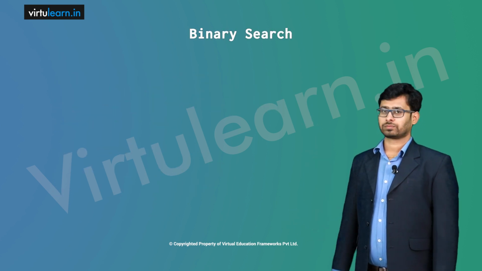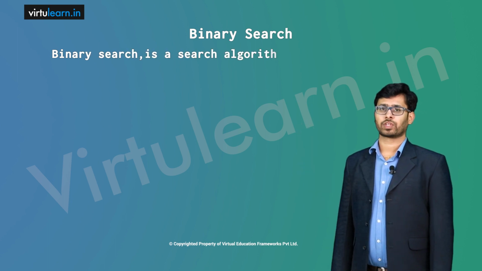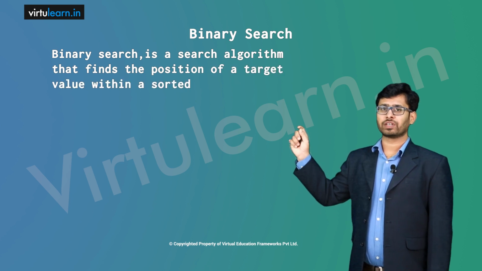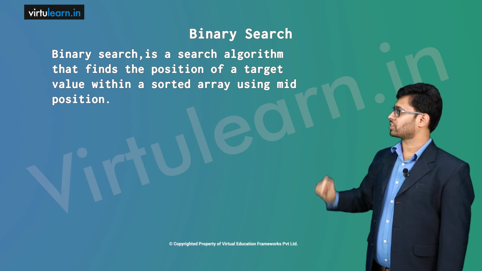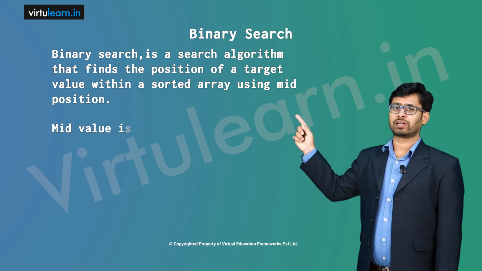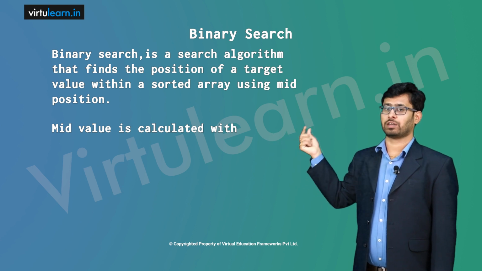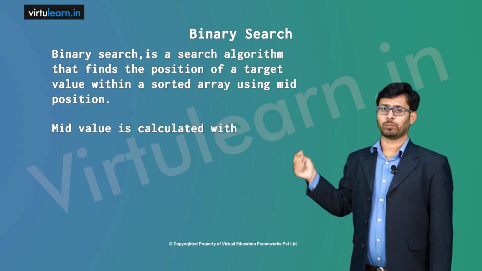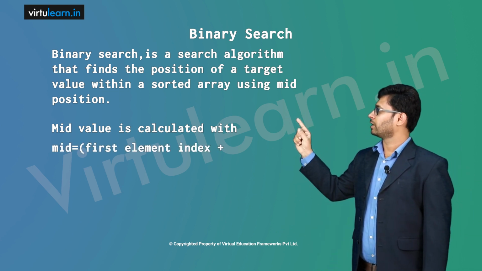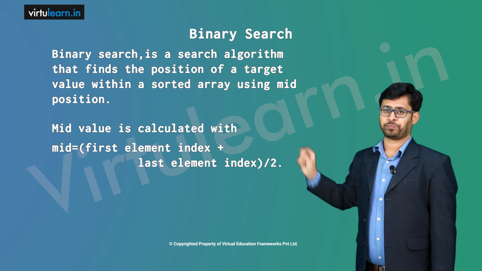Binary search. Binary search is a search algorithm that finds the position of a target value within a sorted array using the mid position. The mid value is calculated with the index of the first element and last element divided by 2. So here mid is equal to (first element index plus last element index) divided by 2.